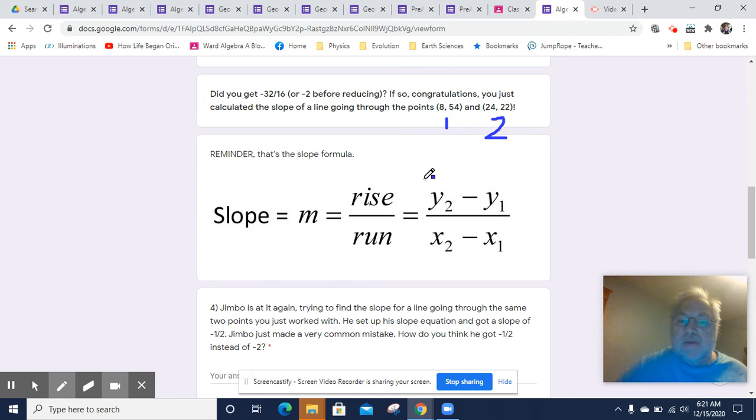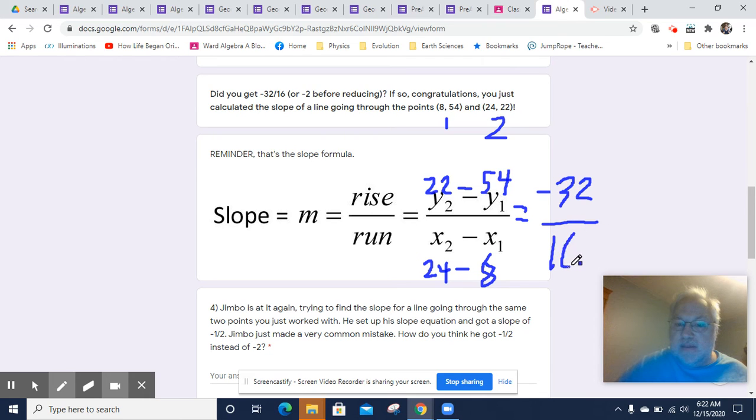Then the y2 is 22, and the y1 is 54, because it comes from the first point, and we subtract those. The x2 is from point 2, so that'll be 24, and we subtract the x1 from that, which is the 8 from point 1. And we end up with negative 32 over positive 16. A negative divided by a positive is going to be negative, and of course we can simplify it into negative 2, as you saw.